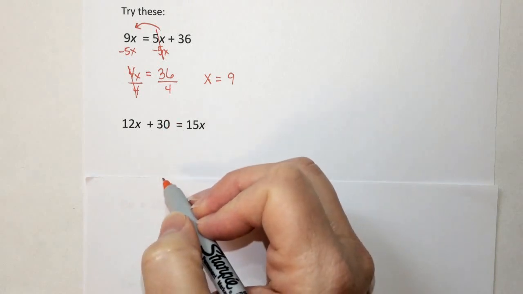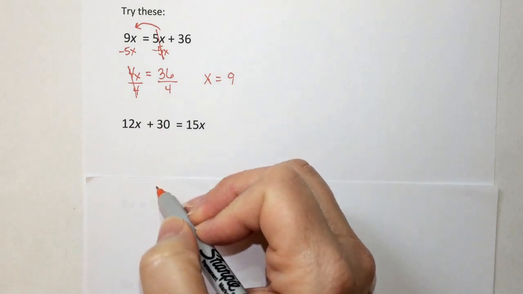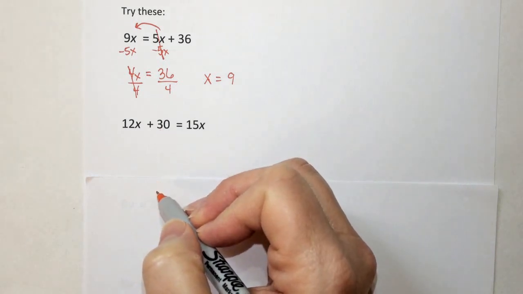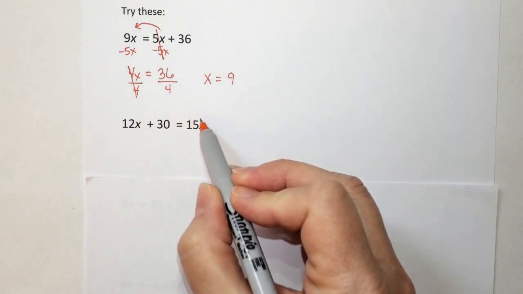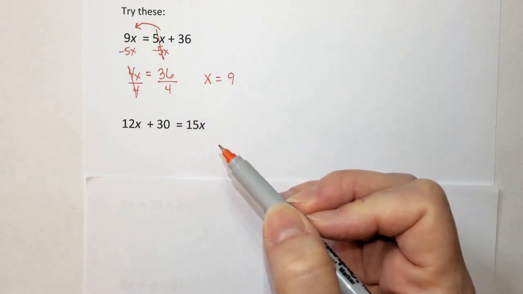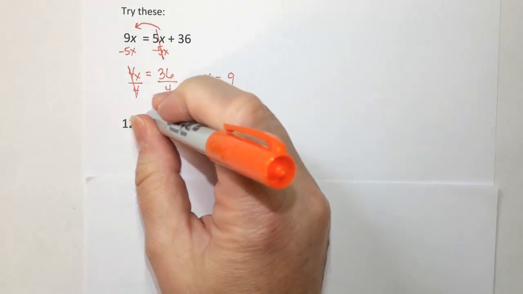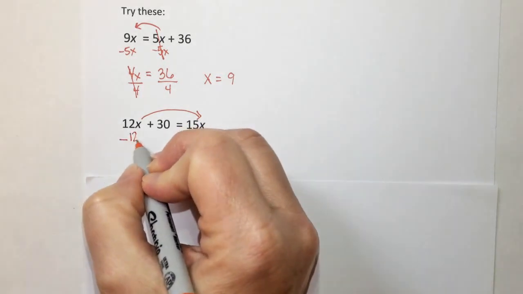It's going to make your problem more than 2 steps, though, in this case, because you've got your 30 on your left. So to save myself some trouble, I think I just want to move my 12x over here to the right. That way I'll have my constant on the left and my x's on the right. I'm going to move it this way. So then I'm going to subtract 12x from each side.